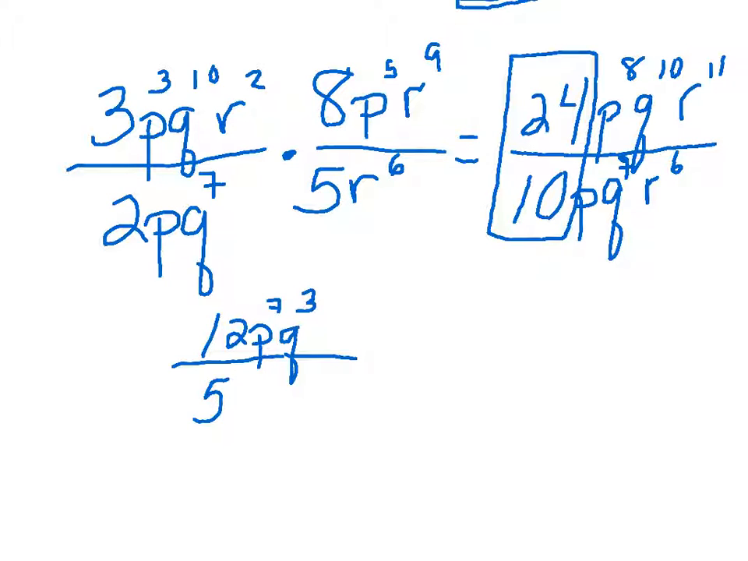Finally, we look at the r's. We have r to the 11th on the top, r to the 6th on the bottom. 11 minus 6 is going to leave us with 5 r's, and again, they're also going to be on the top because most of the r's were on the top to begin with. There you go. I hope you got the same answer that I got.